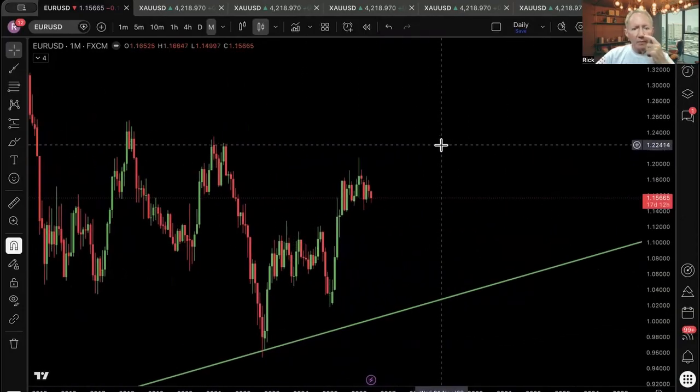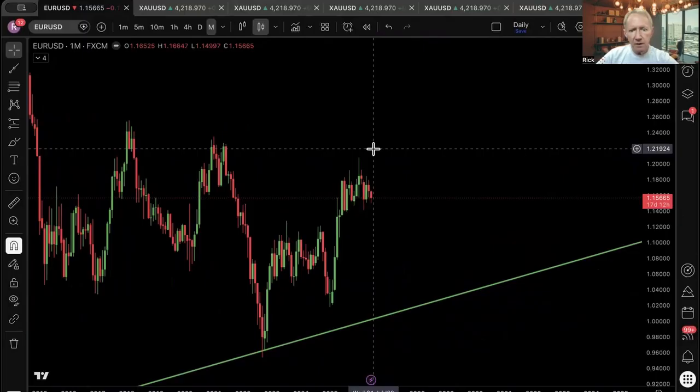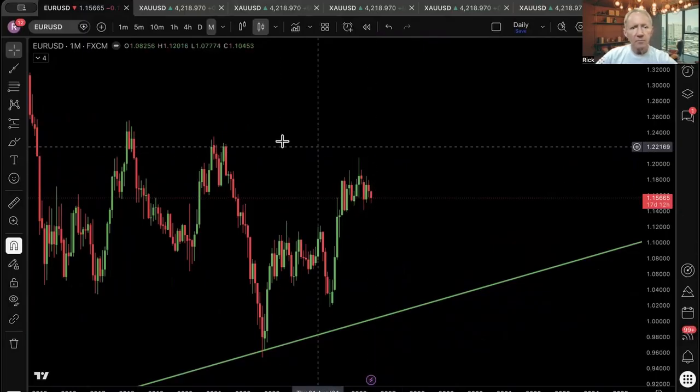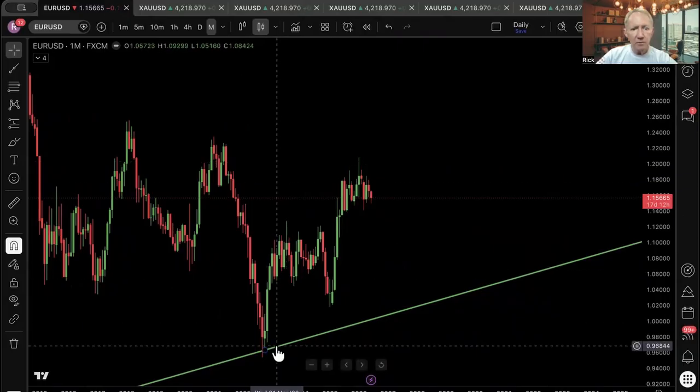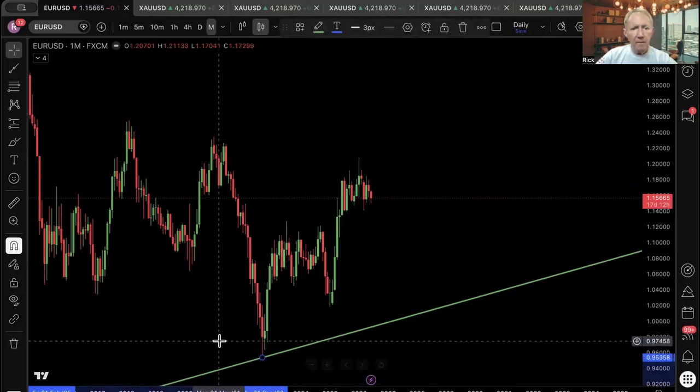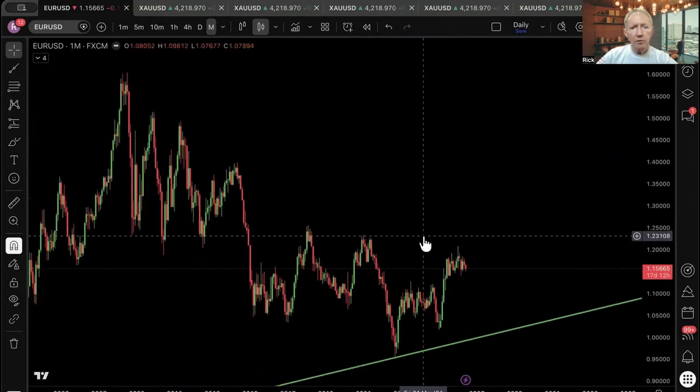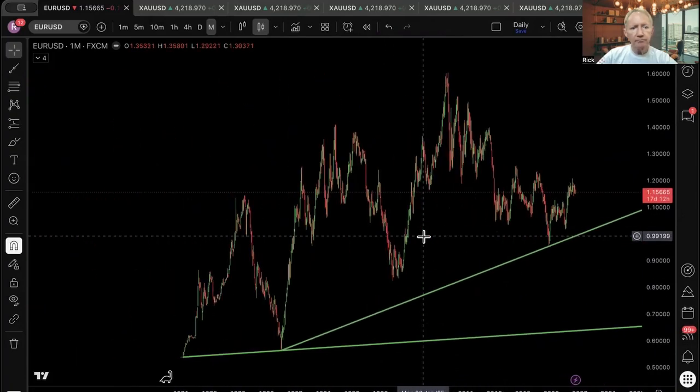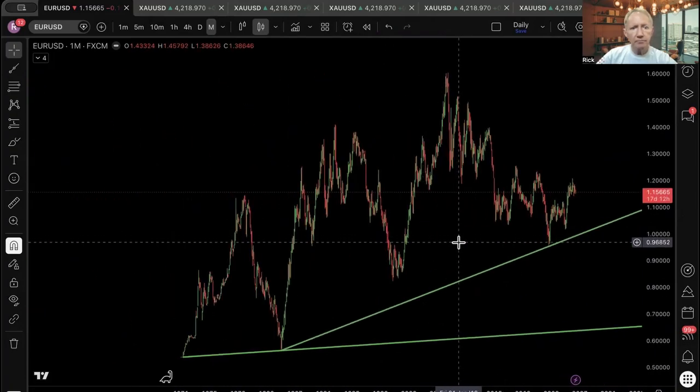Oh, and we got to the end. Is that the end already? July 26th. Okay. So see how easy that was? Now this one's a little bit off. There we go. So we have our upward trend line on the monthly chart. And it only took 2 trend lines.